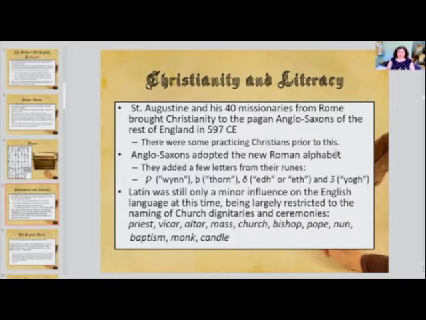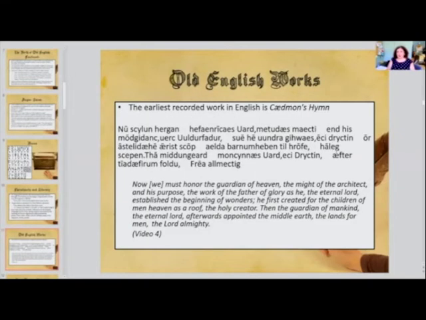But Latin itself, even though it was a dominant language of Christianity, did not have a large impact on the English language at the time. Because it was restricted to the church, they kept just the words they would have had to know, which is how to refer to people in power, right? So you get priest and vicar, and then some things that were so particular to Christianity that they just didn't have words for them previously. Altar, mass, church, baptism, things of that nature. So those are the words that came over at that time.